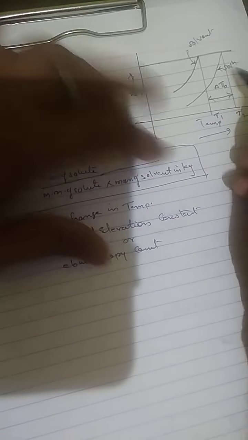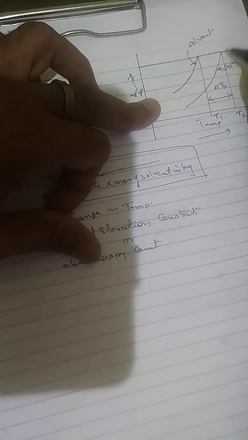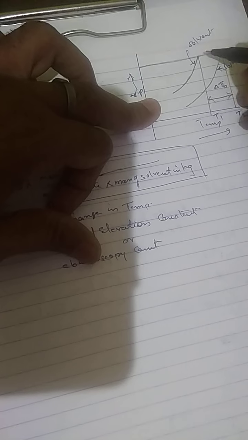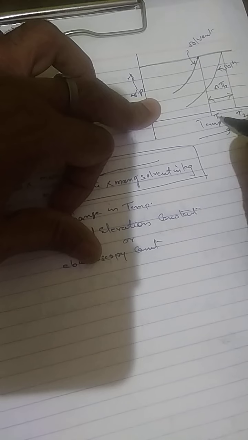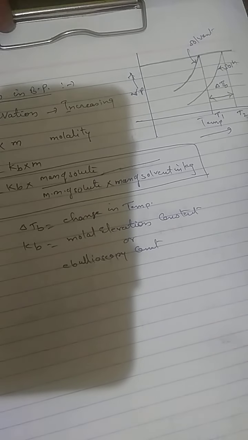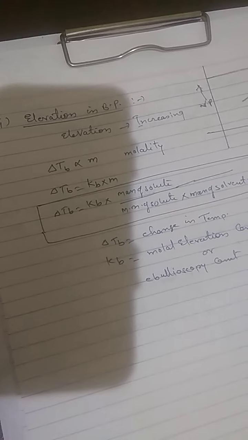Now on finding its temperature, this change in temperature is said to be delta TB. This is T2 and this is T1. T2 is the boiling point of the solution, as it is clear in the picture or graph, and T1 is the boiling point of the solvent. Now the difference between T2 and T1 is delta TB. I am writing here delta TB is equal to T2 minus T1. So in this way elevation in boiling point is graphically represented. Clear?